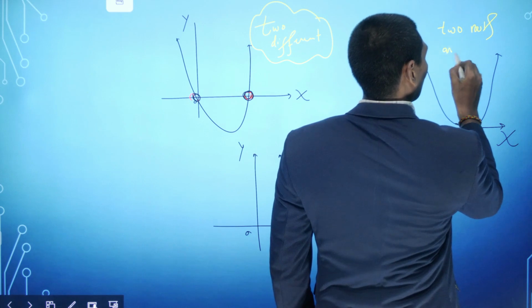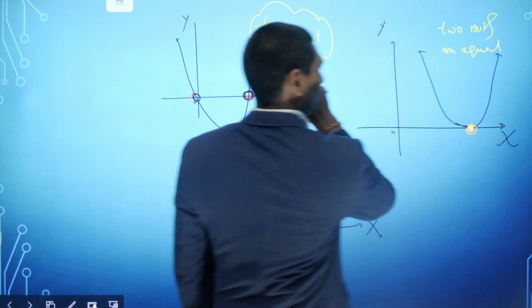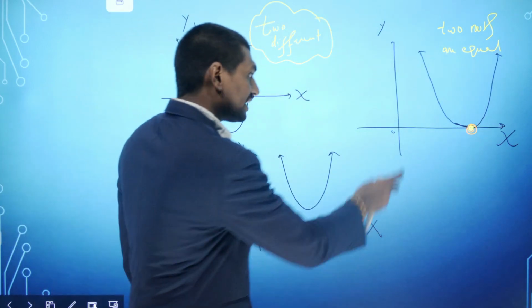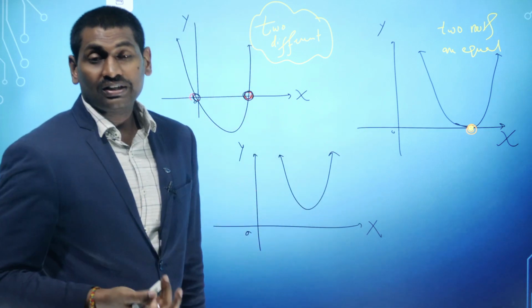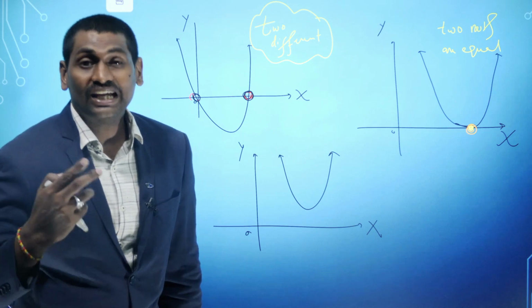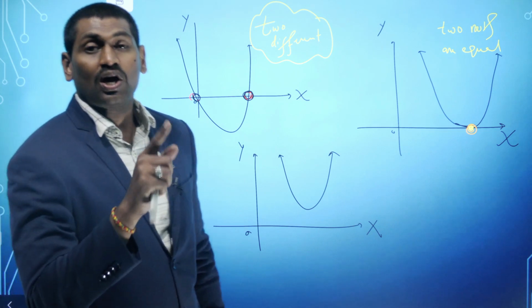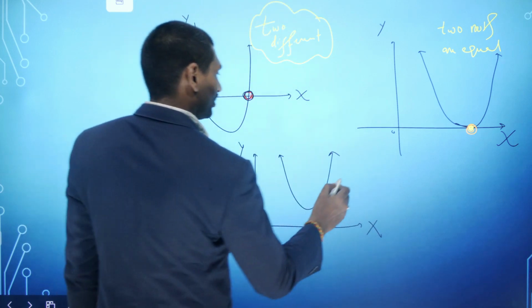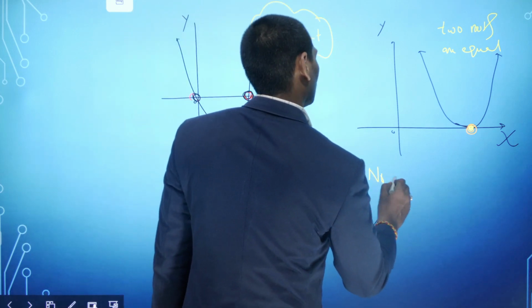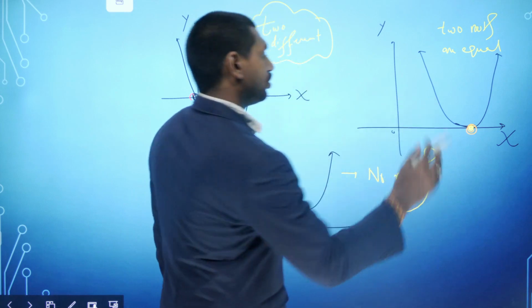In the first case, two roots are different. In the second case, two roots are equal. In the third case, there are no roots. There are no roots means there are no real roots. That means the roots are in the format of complex numbers. That means we are taking the no real roots situation here.